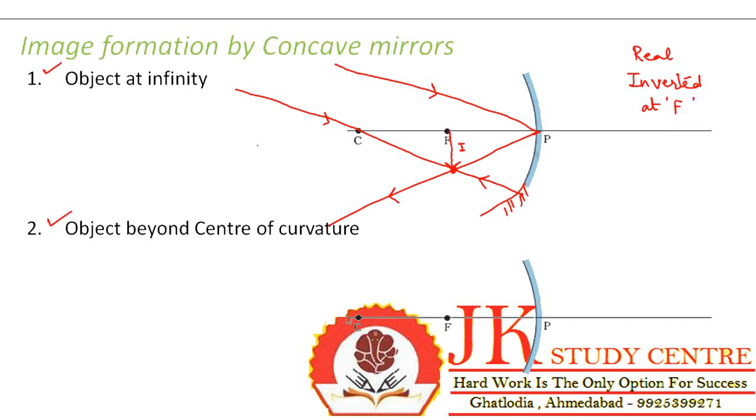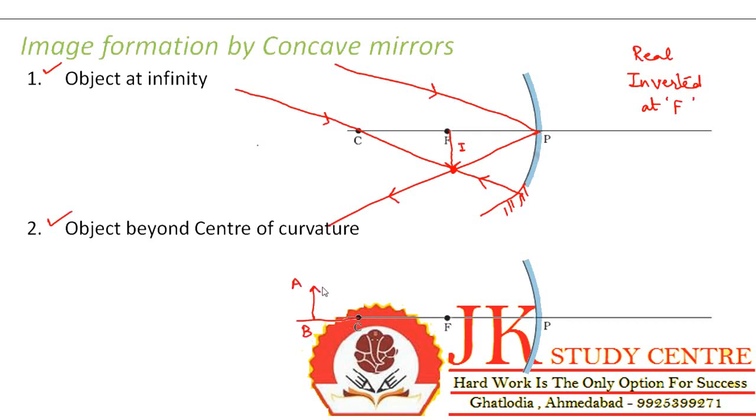Now let us look at the second scenario where we say that the object is beyond the center of curvature. That means the object is far from the mirror, but it is not that far. So it is somewhere beyond the center of curvature. Let us assume that the object is somewhere here. Let me call the object AB.